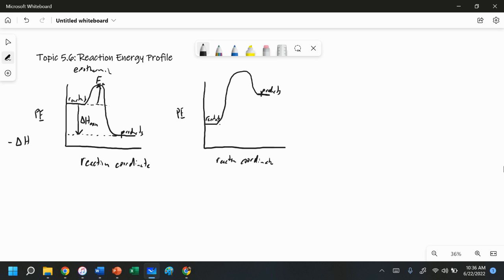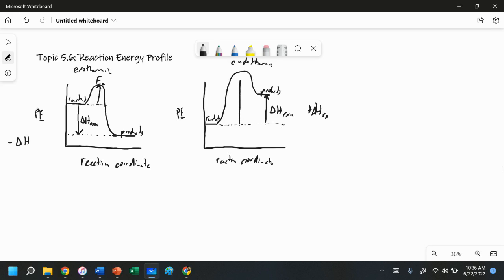The difference between the reactants and the products energy is our enthalpy change. So notice this time the enthalpy is going up. So delta H is going to be positive for this reaction. So this is an endothermic reaction, and we're going to have a positive delta H for this reaction. This is endothermic.